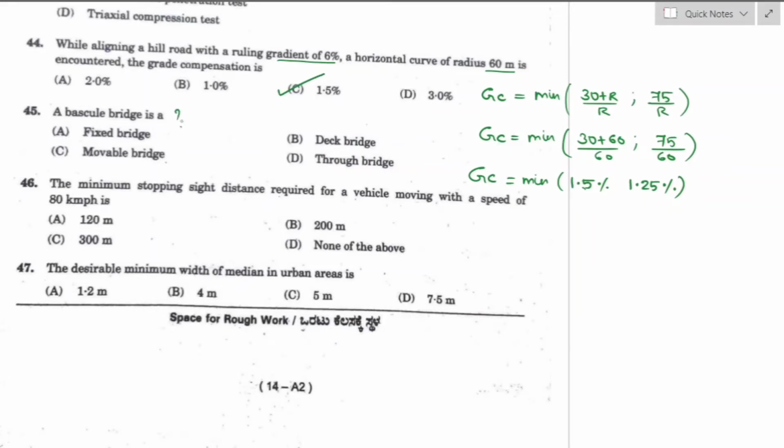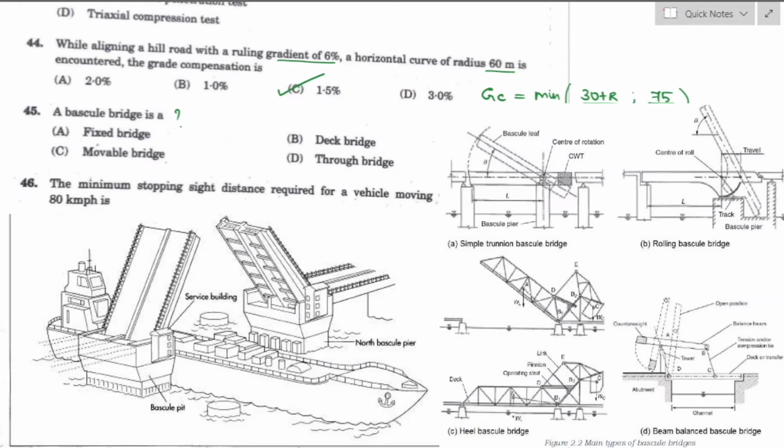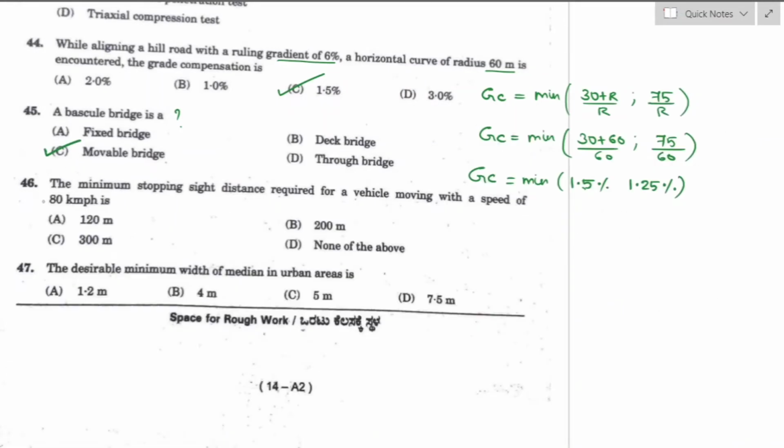Question number 45. A bascule bridge is a type of movable bridge whose main girders can be lifted together with the deck about the hinge located at the end of the span. In the following figure, you can observe the bascule bridge, which is a movable bridge. Option C is the right answer.